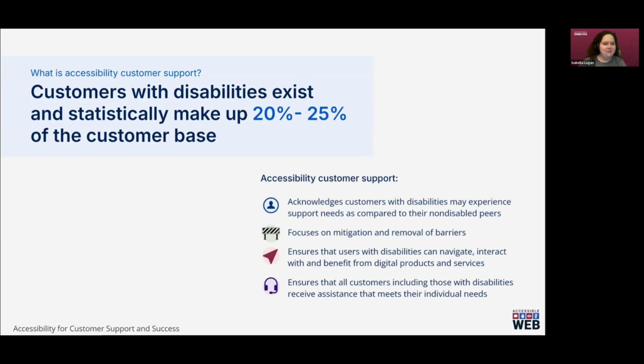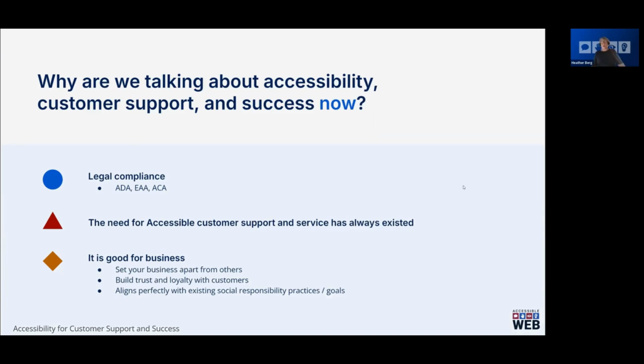So I'm gonna toss it back over to Heather. Awesome. Thanks, Isabella. So now we're going to talk about why we are discussing this topic at this point in time. And so there are several reasons. We're going to go over three specifically today.